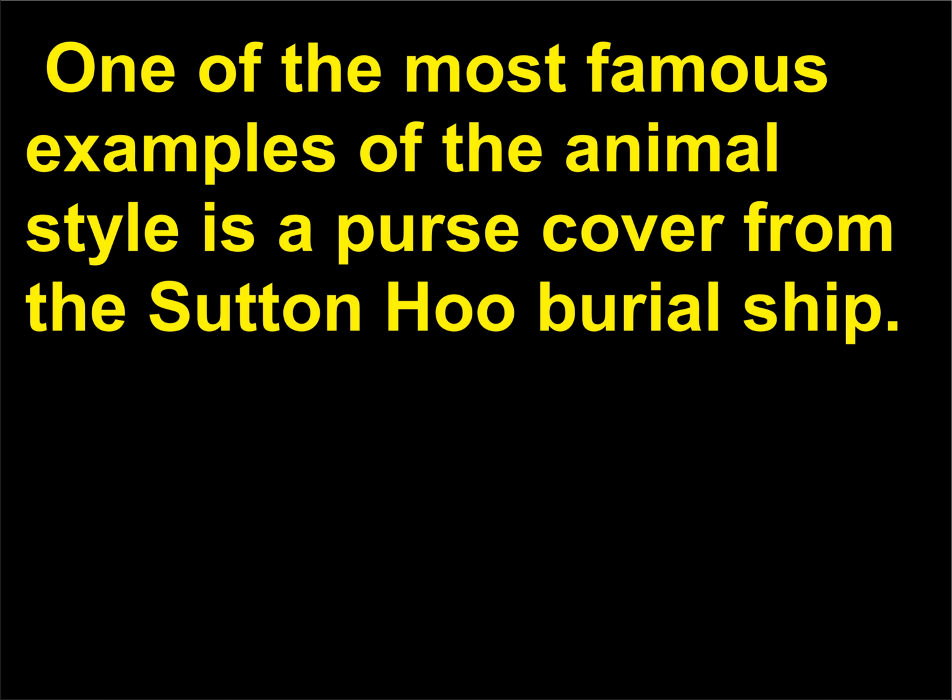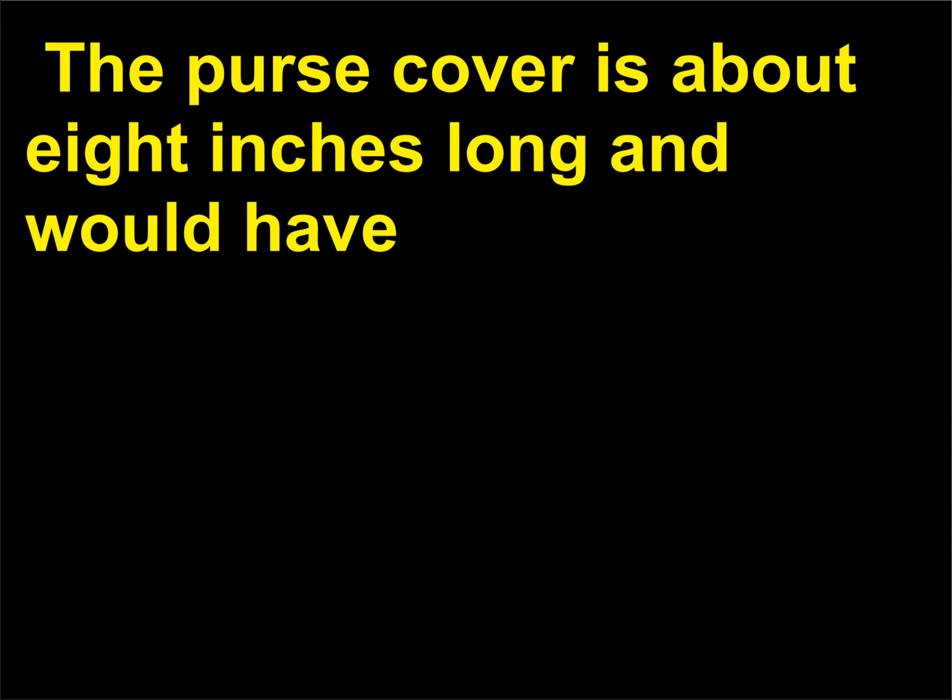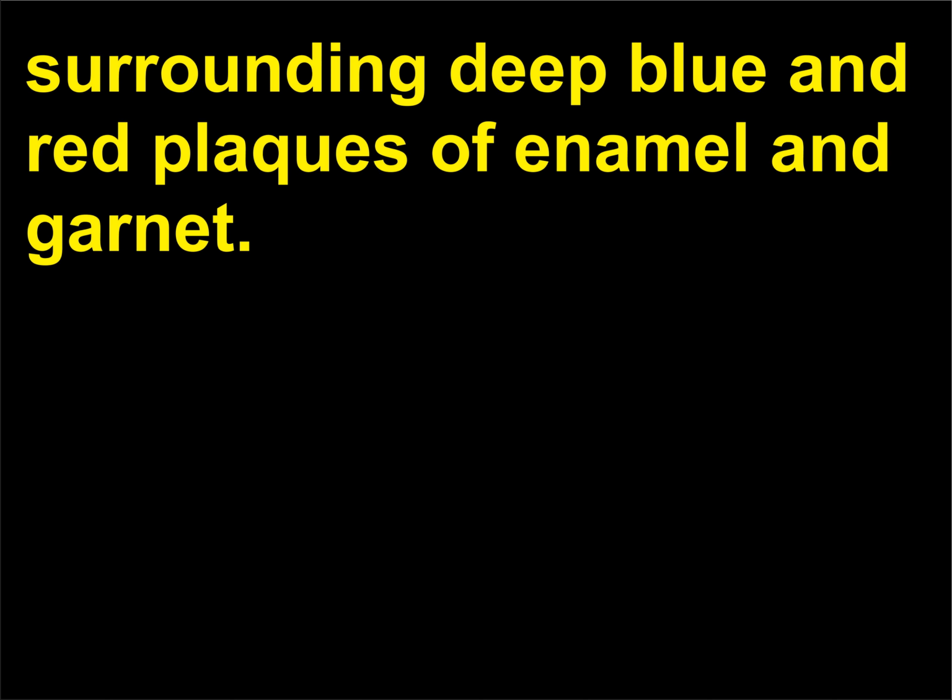One of the most famous examples of the animal style is a purse cover from the Sutton Hoo burial ship. The purse cover is about 8 inches long and would have been used to cover a leather pouch for carrying coins. The purse was designed with interweaving bands of gold, surrounding deep blue and red plaques of enamel and garnet.